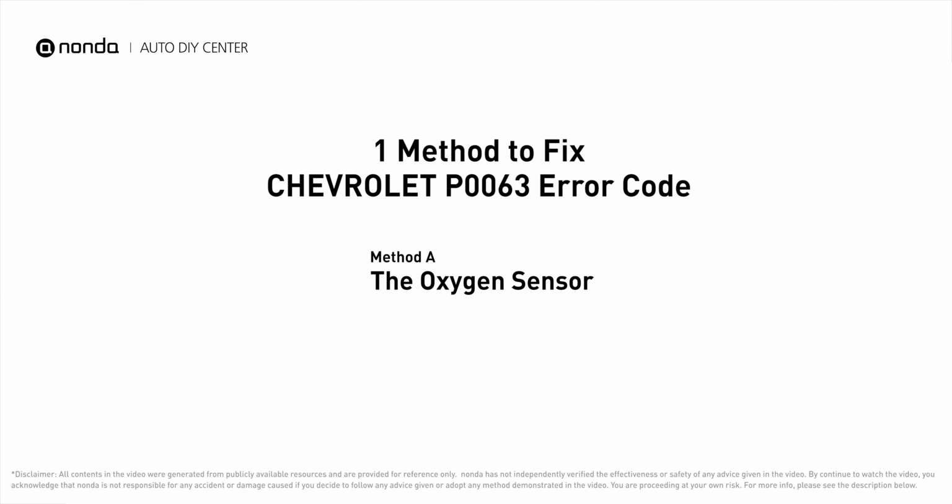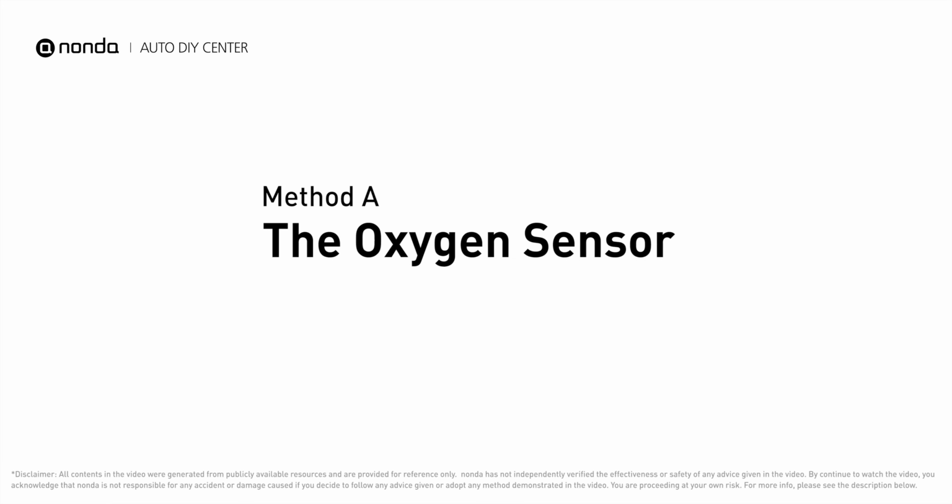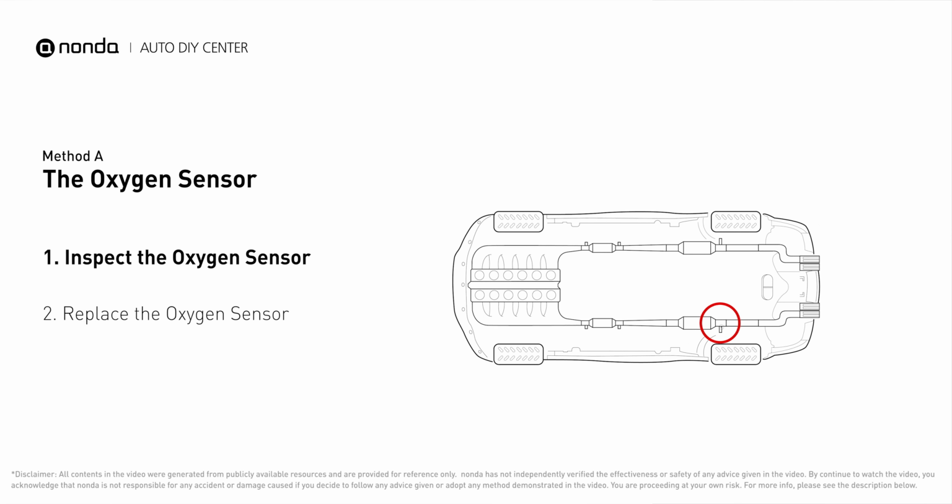Here are one of the most practical solutions to fix Chevrolet's P0063 error code. Method A, the oxygen sensor. This oxygen sensor is located right after the catalytic converter. Bank 2 is on the side with the cylinder number 2. Sensor number 3 is downstream of the last catalyst in the exhaust system.